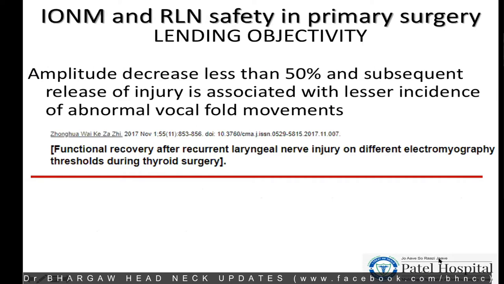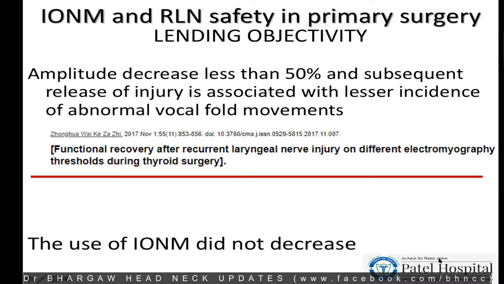Remember, there is an amplitude, and the resting amplitude is by intermittent stimulation of the recurrent laryngeal nerve through those electrodes. So if you have a baseline amplitude and it decreases, and once you have a decrease of 50% and you stop doing that part of the surgery, it is associated with a lesser incidence of abnormal vocal fold movement. So simple biomechanics, right? If you're irritating a nerve, let go, and you'll realize that you're irritating it less.